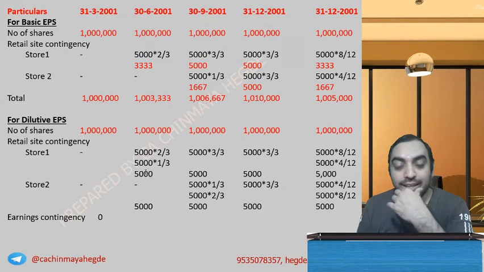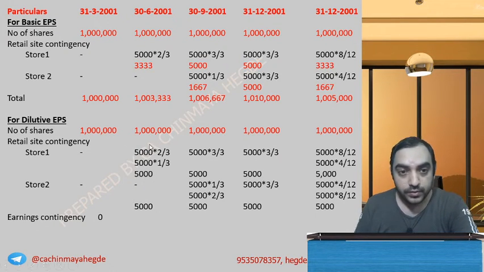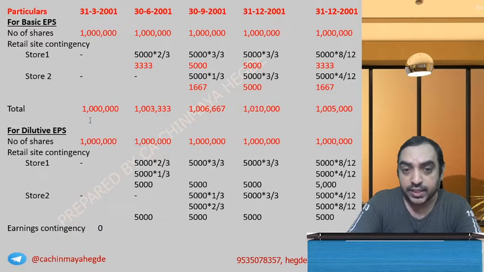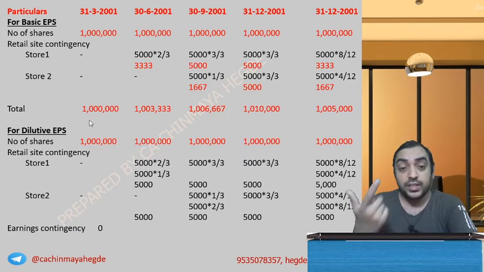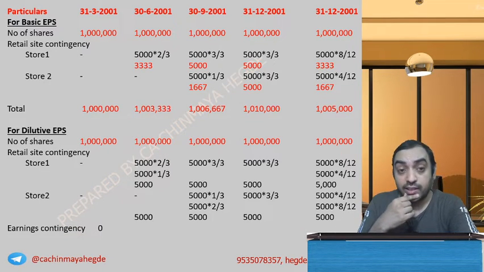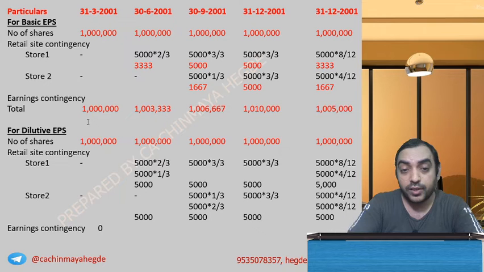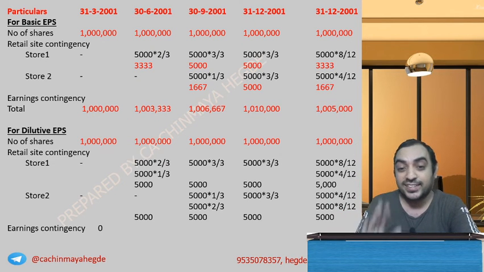Oh, we missed one thing, but anyway, no problem. Actually, sorry, before this I should have told you one thing. This will not have impact on number of shares, but I should have discussed this. Please come back to basic EPS. We consider only retail side contingency. Earnings I have not considered. By mistake I have not considered, but coincidentally this is 0 only.